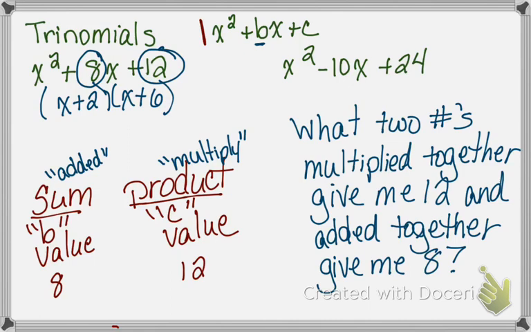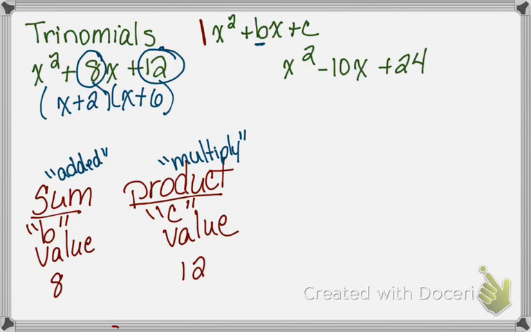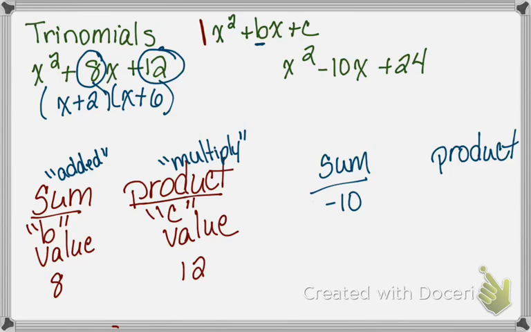Okay? So for our next one, I always write down my sum and my product. I always write it down. So for this one, my x squared minus 10x plus 24, my sum is what's in front of just the x. So what is that number in front of just the x? Negative 10. That's my sum. My two numbers added together are going to give me negative 10. My product is my c value. It's that number that doesn't have a variable beside it. 24.